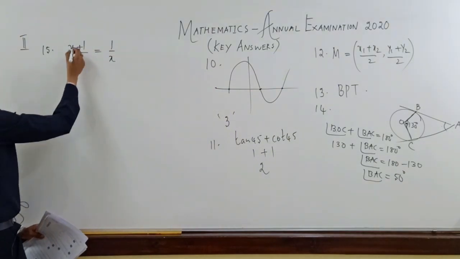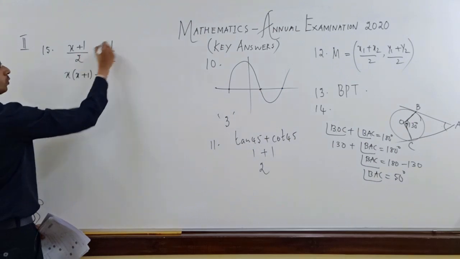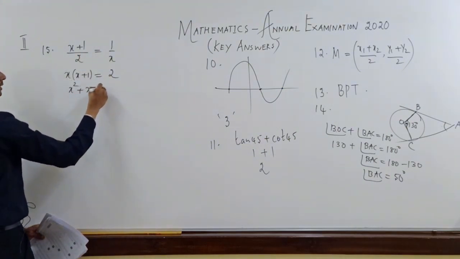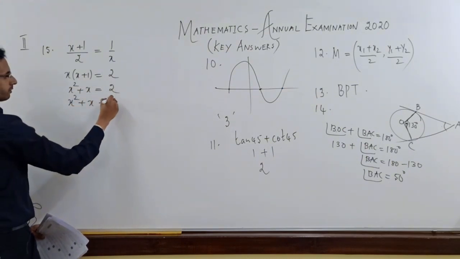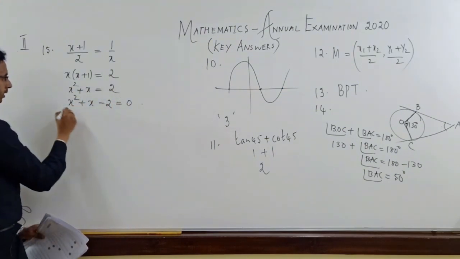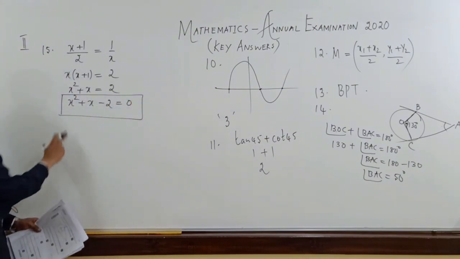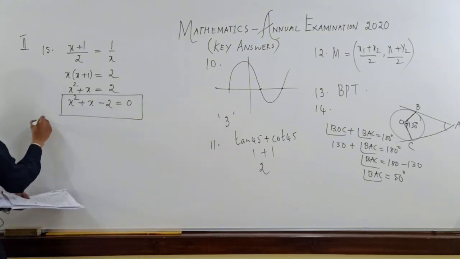So to bring that in, we have to cross multiply: x into (x plus 1), 2 ones are 2. x into x is x square, plus x into 1 is x, is equal to 2. So x square plus x, you shift 2 here, minus 2 equal to 0. So this is the standard form of this equation. It looks like ax square plus bx plus c equal to 0. So this gives you 1 mark.